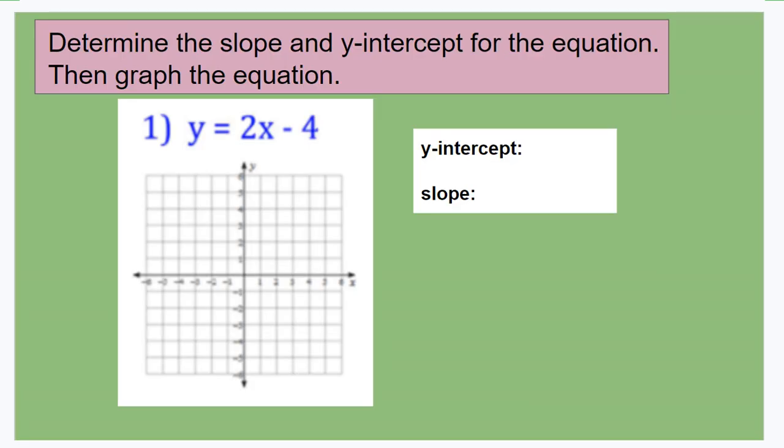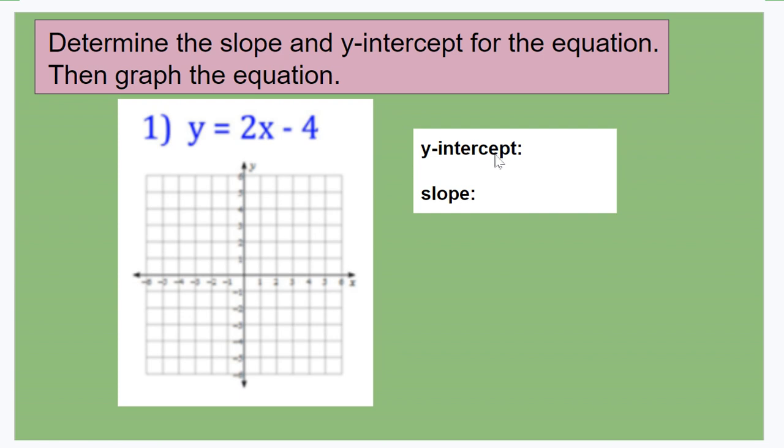Go ahead and take out your notes and find number 1. Make sure your name's at the top. The directions state: determine the slope and y-intercept for the equation and then graph. We always want to pick out the slope and y-intercept, identify them, and then use those two things to graph. So let's do that now.